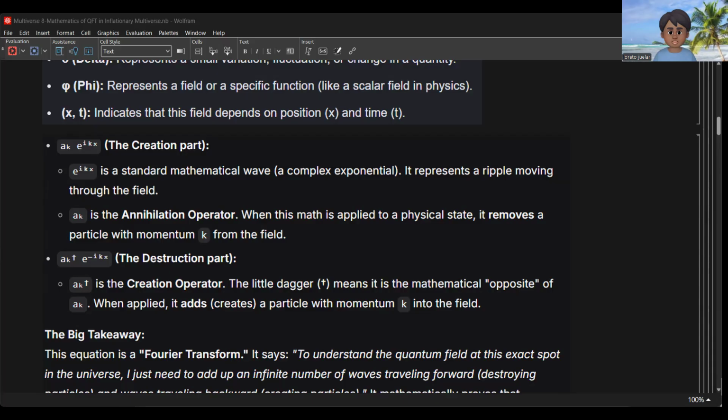In particle physics, for the electromagnetic field, photons are the quanta. For the electron field, electrons are the quanta. For the Higgs field, Higgs bosons are the quanta. Each momentum mode k has its own creation and annihilation operators.